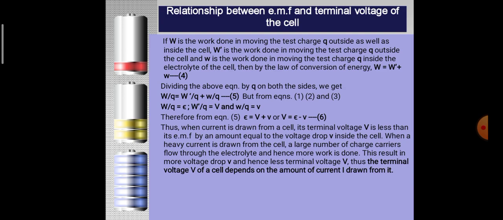Thus, when current is drawn from a cell, its terminal voltage V is less than its EMF by an amount equal to the voltage drop small v inside the cell. When a heavy current is drawn from the cell, a large number of charge carriers flow through the electrolyte and hence more work is done. This results in more voltage drop small v and hence less terminal voltage capital V. Thus, the terminal voltage V of a cell depends on the amount of current I drawn from it.